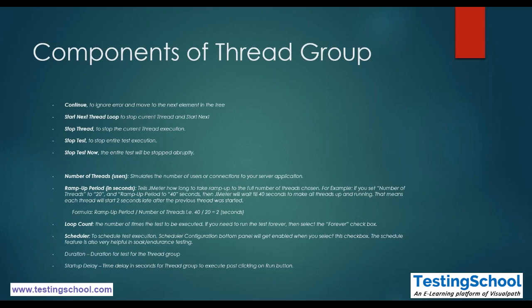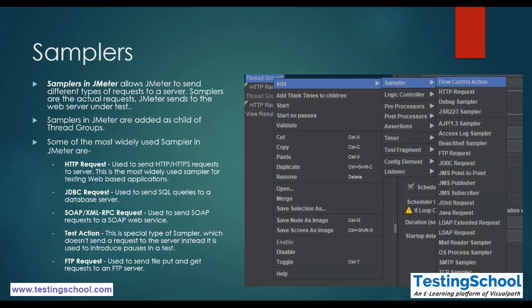We will see all those options in the practical session also. So moving ahead to the samplers. There are various kinds of samplers available in the JMeter thread group. Samplers in JMeter are used to send different kinds of requests to a server. Samplers are the actual requests which JMeter will be sending to the application under test server. Samplers are the children of a thread group, so each and every thread group should contain at least one sampler.